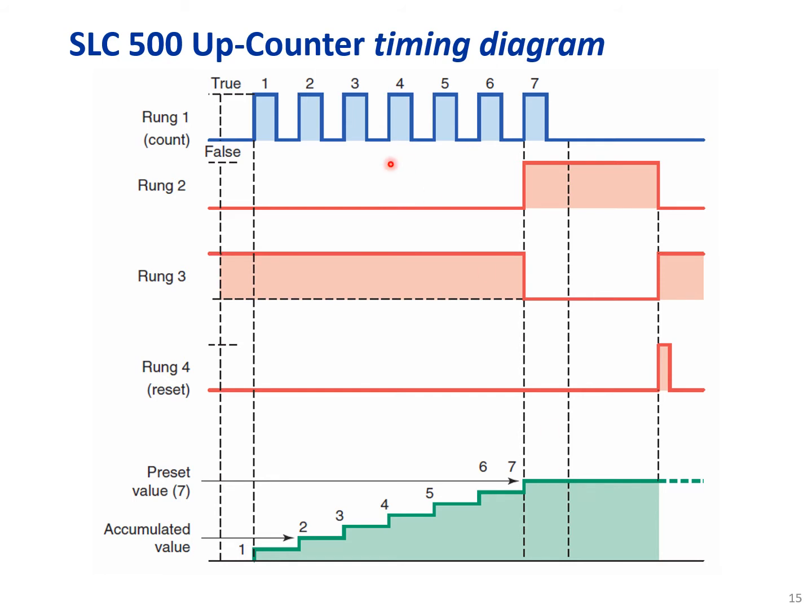So let's see what happens here. This is rung 1, and we are pressing and releasing the count push button, push button 1. Before it reaches number 7, you see that rung 2 is false, but rung 3 is true. And then when it reaches 7, rung 2 goes on and rung 3 goes false.